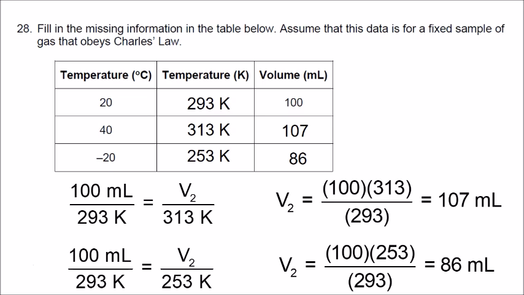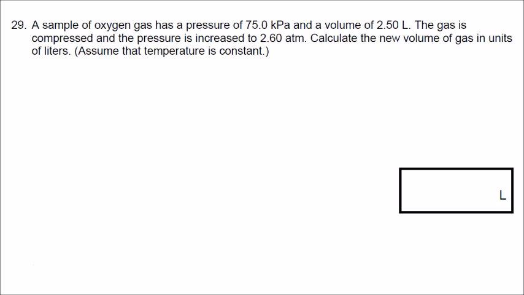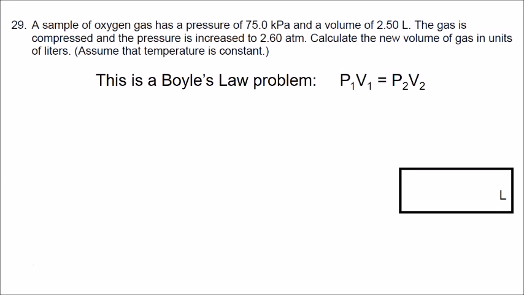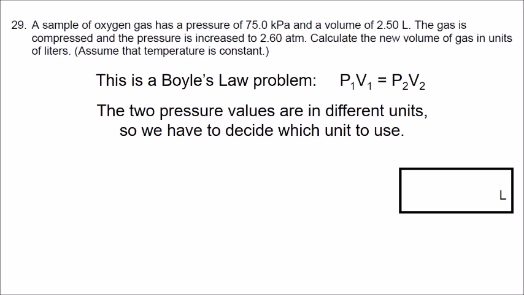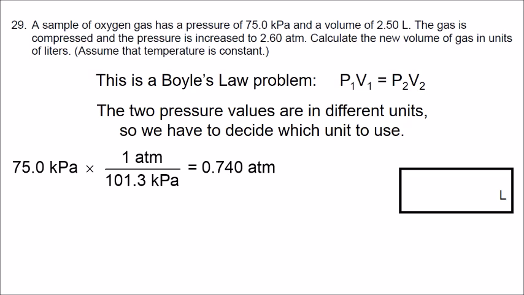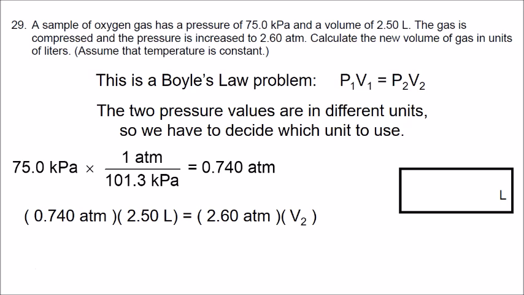All right, number 29. This happens to be a Boyle's law problem because it involves pressure and volume. But the initial pressure is in units of kPa, and the final pressure is in units of atmospheres. So we have to decide which units to use. I'm going to choose atmospheres. So I'll take 75.0 kPa, and I'll convert that into atmospheres. I get 0.740. If we're doing P times V equals P times V, the initial pressure is 0.740 atmospheres.